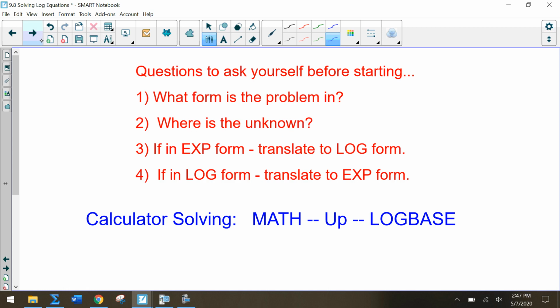So here's the strategy we have to use. We have to ask ourselves what form the problem is in and where is the unknown. So if the unknown is in the logarithm, it's a log form. If the unknown is in the exponent, it's an exponential form. And if it's in exponential form, we have to translate into log form. And if in log form, we have to translate into exponential form. And then with the calculator, as long as we practice this throughout this lesson, I think you'll be able to get it. But you hit the math button, hit the up arrow, and then you have to find log base.